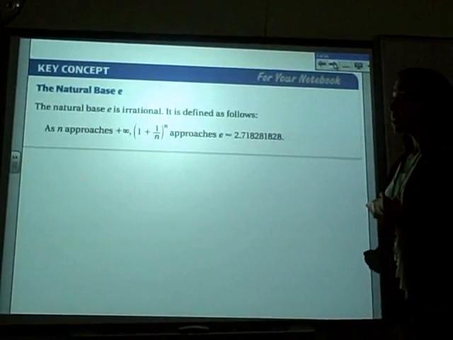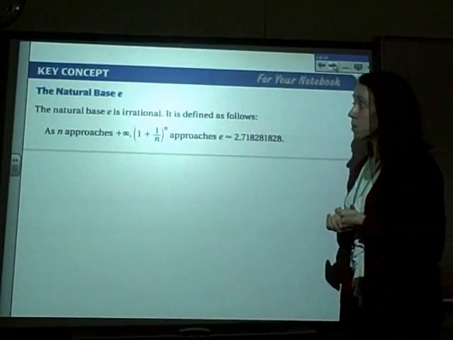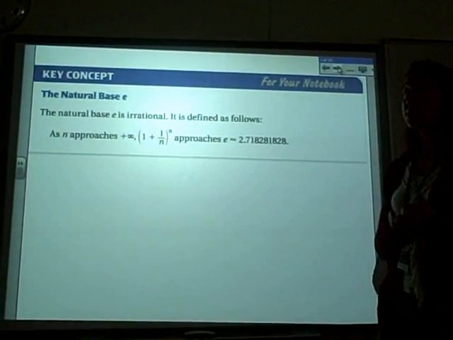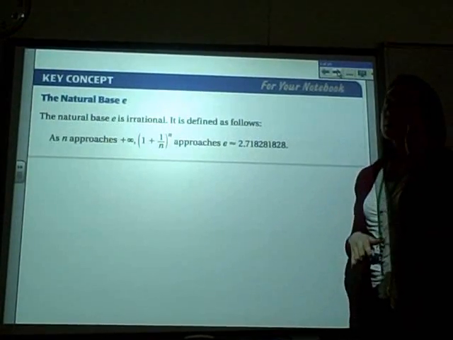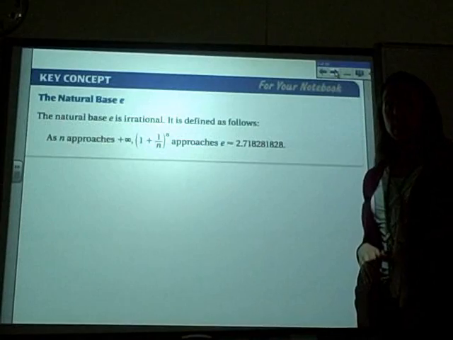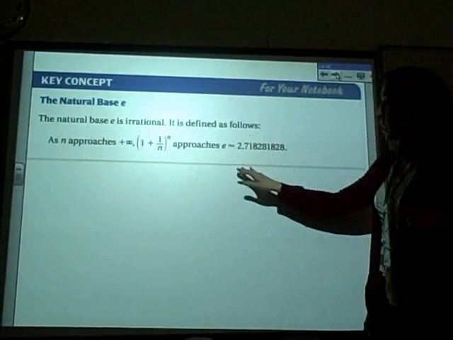Here is the definition of the natural base e. Please put this in your notes. The natural base e is an irrational number. Remember that that is a number that keeps going and doesn't repeat. It just doesn't stop. It's a bunch of random numbers, and it's a decimal. It is defined as follows.